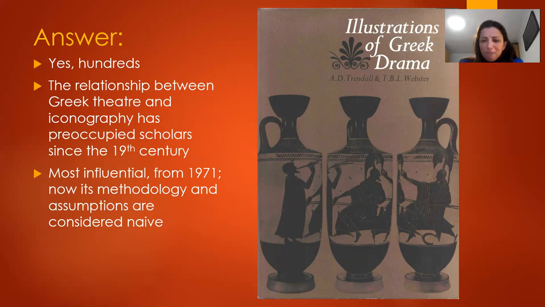And most influentially, the history of scholarship on Greek drama and its relationship to iconography was this book here, published in 1971 by Trendall and Webster, which is called, rather naively now, Illustrations of Greek Drama. We do consider this approach to be a bit naive now, although the book is valuable still. It's full of very perceptive suggestions, but we no longer accept that vase paintings are direct illustrations of plays or play performances.